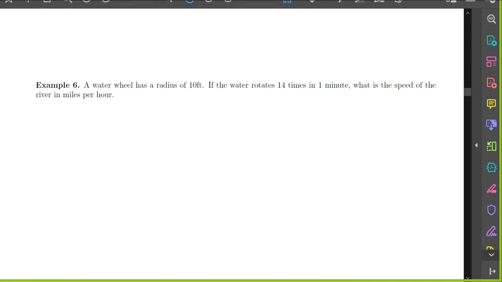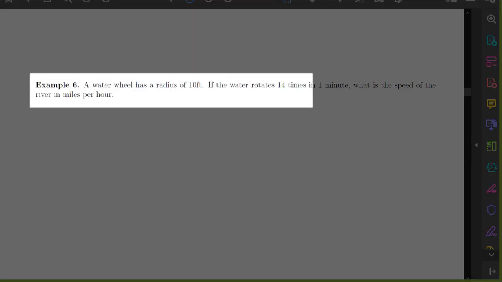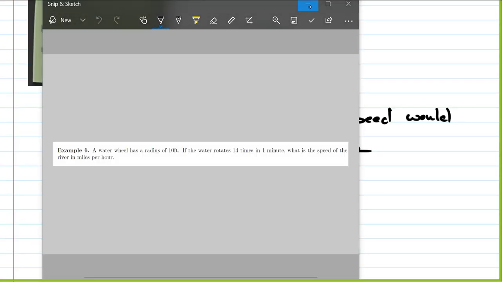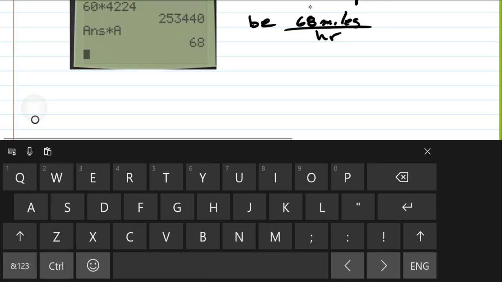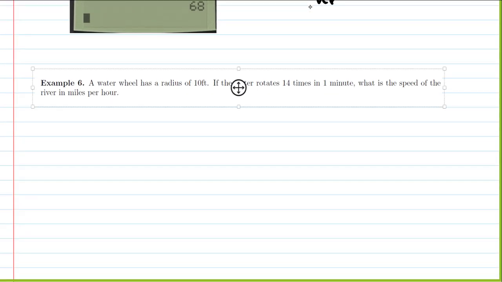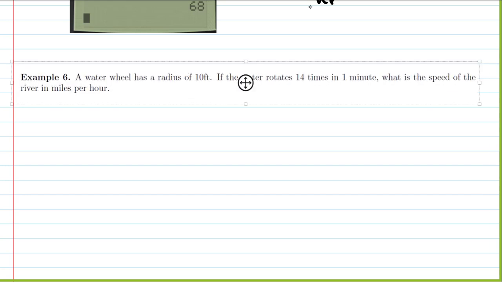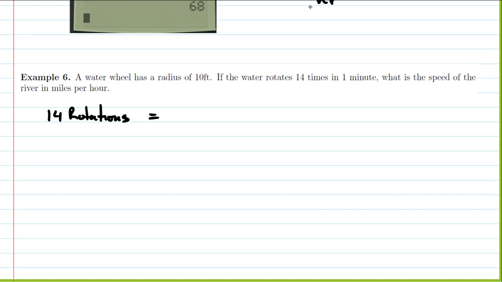All right, let's take a look at another example. So in example 6, a water wheel has a radius of 10 feet. If the water wheel rotates 14 times in 1 minute, what is the speed of the river in miles per hour? So we've essentially got this water wheel, and we know that it rotates 14 times in 1 minute. So we have 14 rotations. It happens every 1 minute.